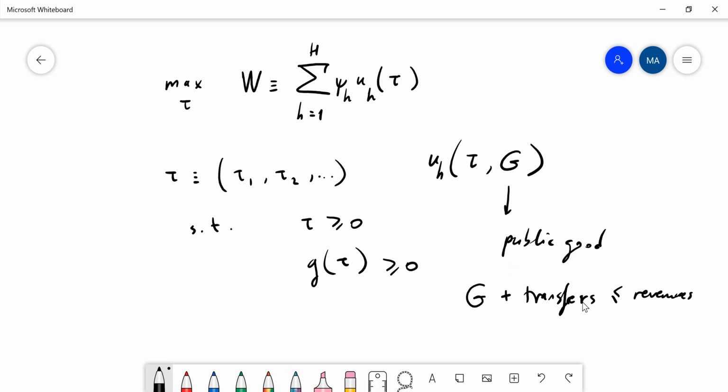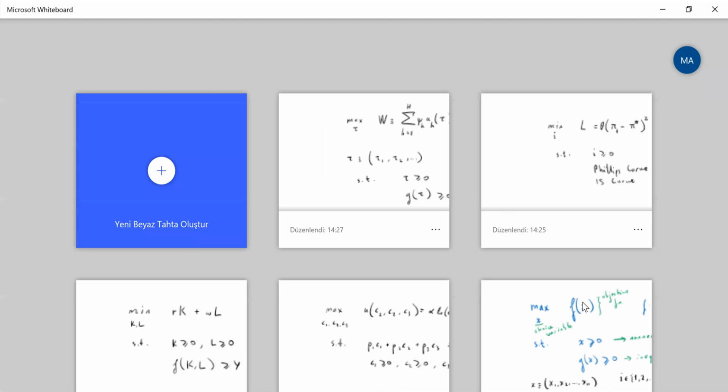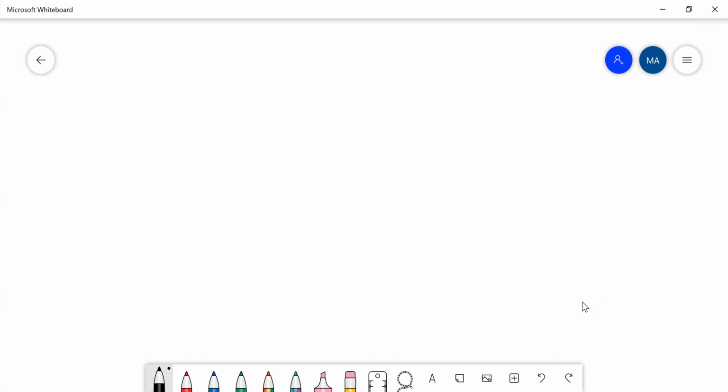Things like that. So most of the static economic problems can be expressed by using nonlinear programming. Now the question is, of course, how to solve it, right? And here is the idea.